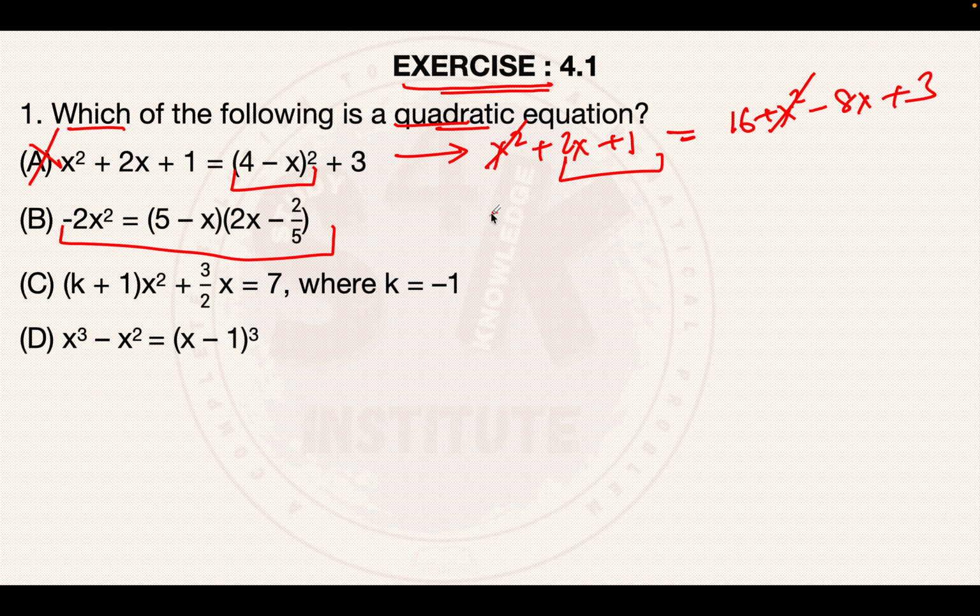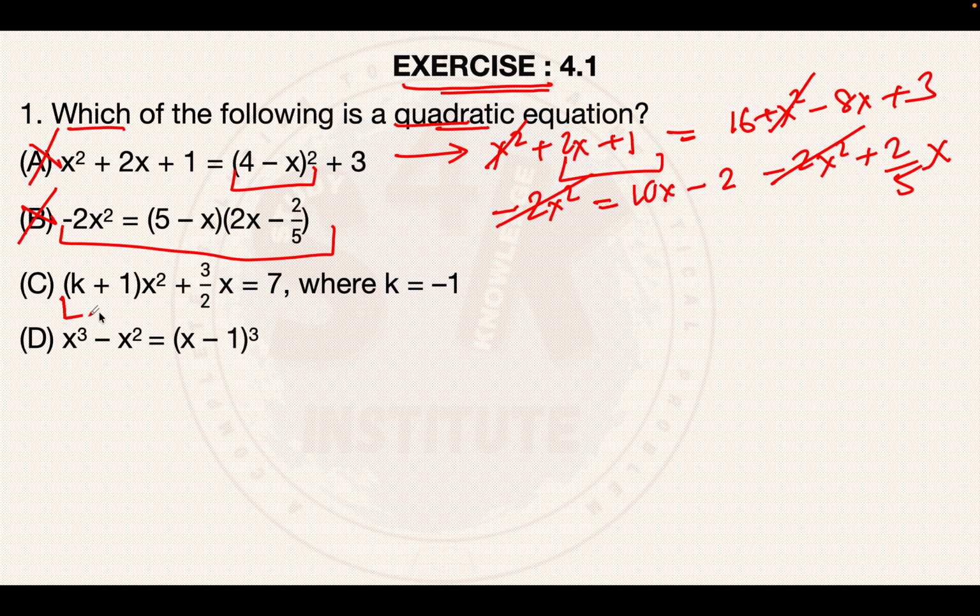Okay, now the second one, let's solve this. So left side is already solved, negative 2x square. Now we need to simplify the right hand side, right? So 5 times 2 will become 10x, negative 2, negative 2x square and positive 2 over 5x. So this negative 2x square gets cancelled. So you will be having only linear form. So this is also not a quadratic equation.